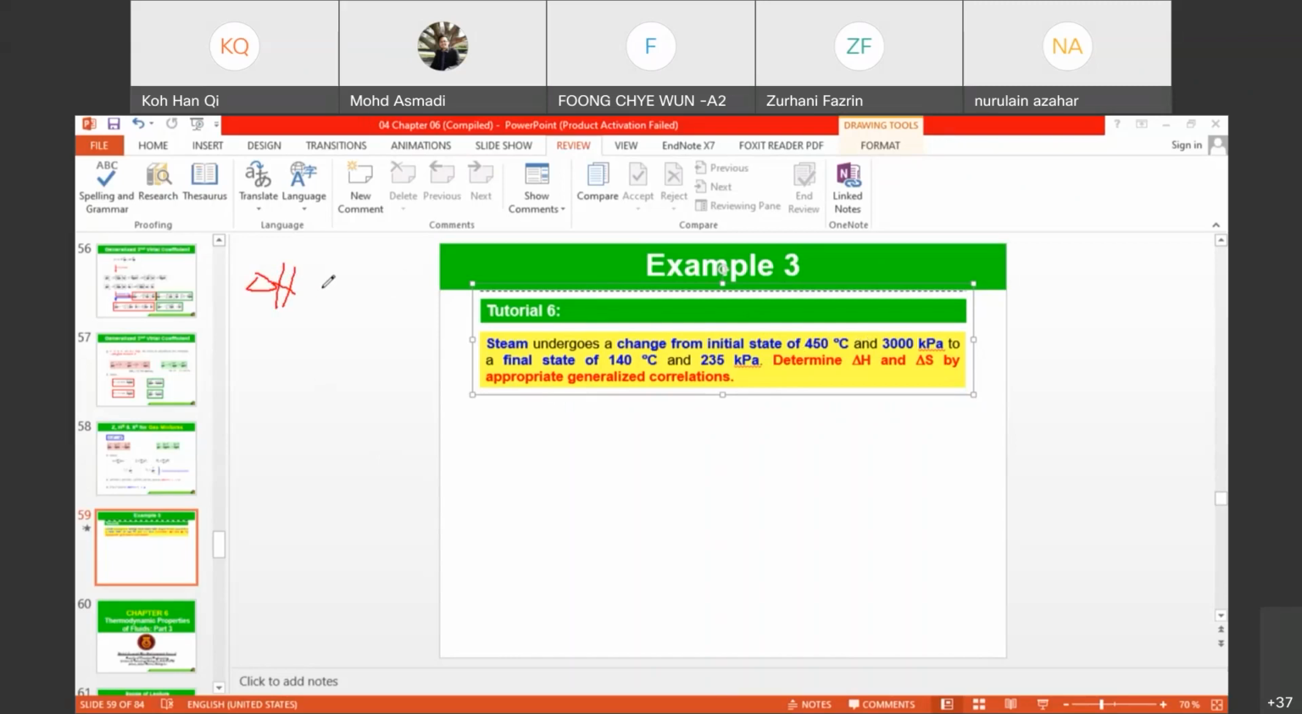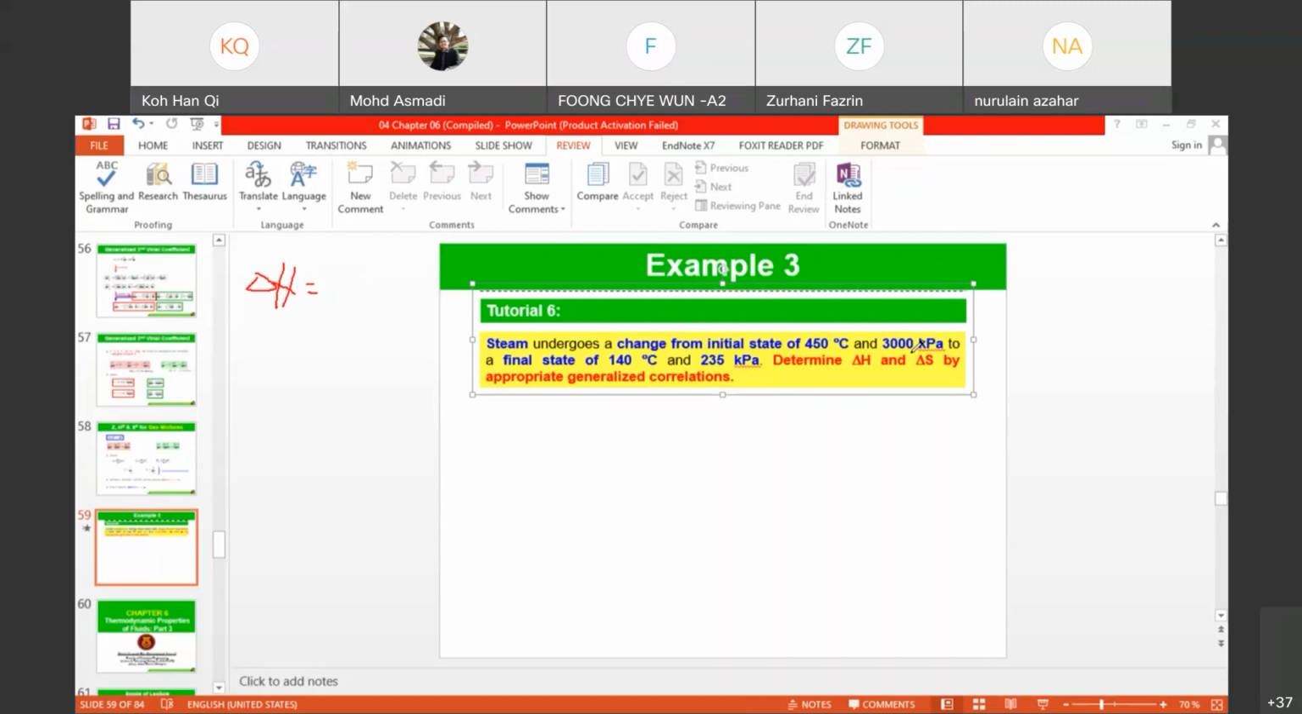450, delta H equals 235 to how many Kelvin? How many bar? 3000 kilopascal is equal to 30 bar, okay, 30 bar, and then 235 is equal to 2 bar.